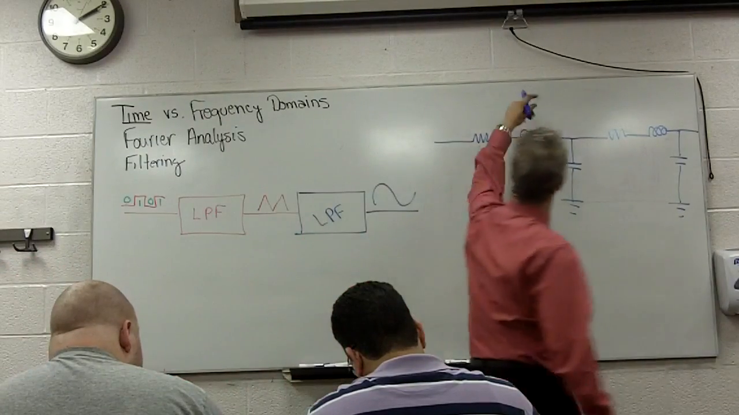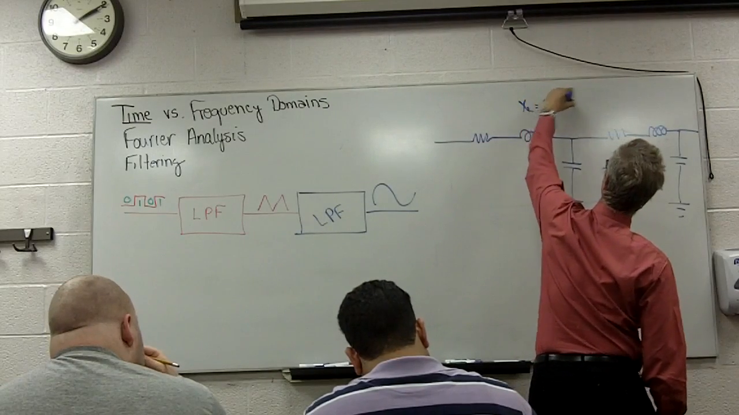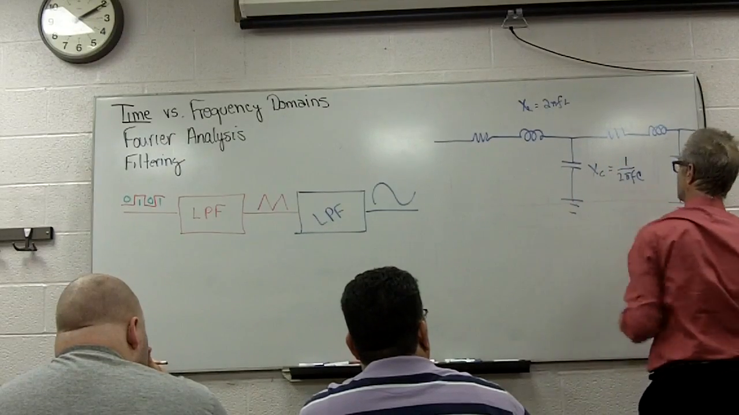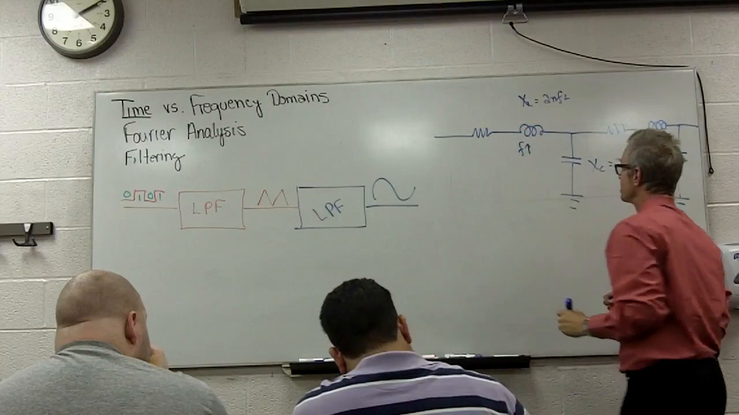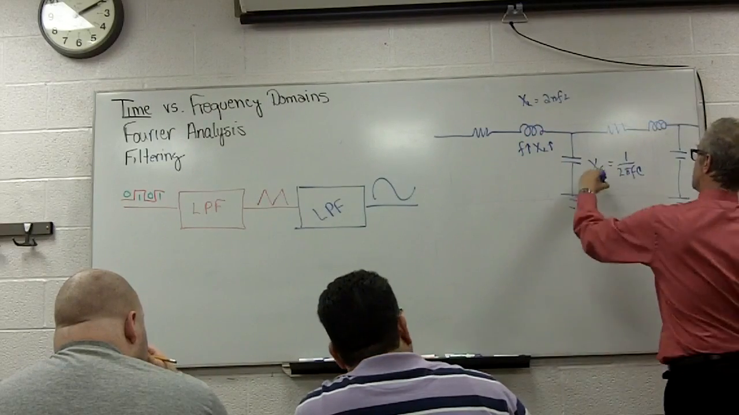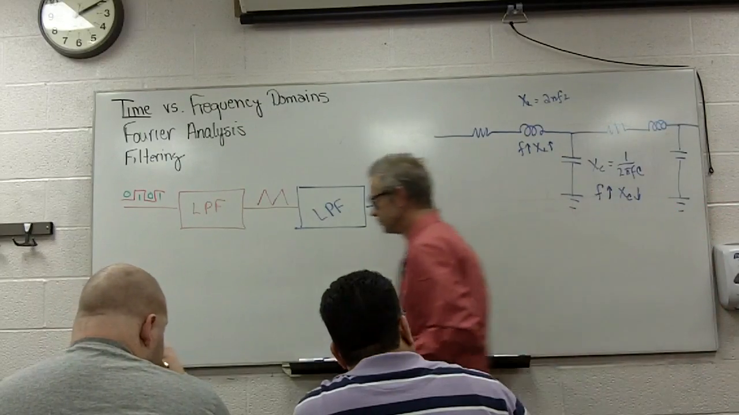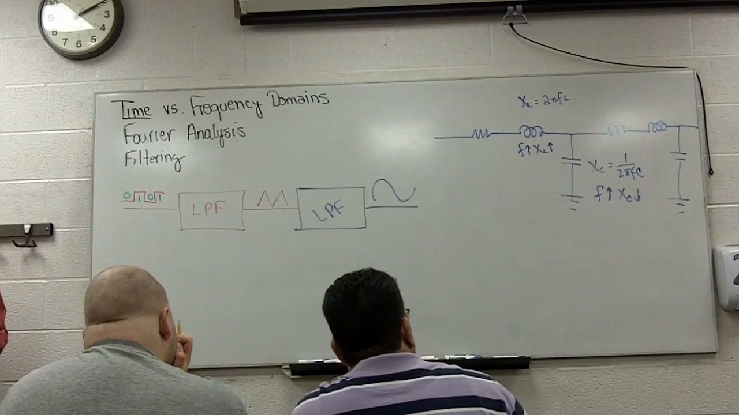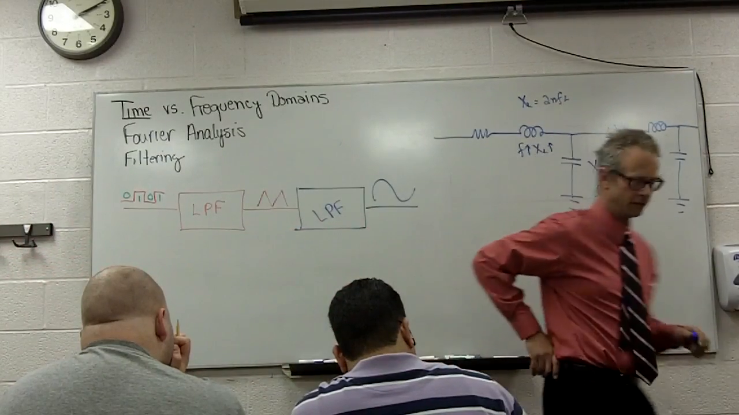X sub L is equal to 2 pi FL, right? X sub C is equal to 1 over 2 pi FC, right? As the frequency goes up, what happens? X sub L goes up. Here, as the frequency goes up, X sub C comes down. So, is it a filter? Yeah. What kind? Low pass filter.